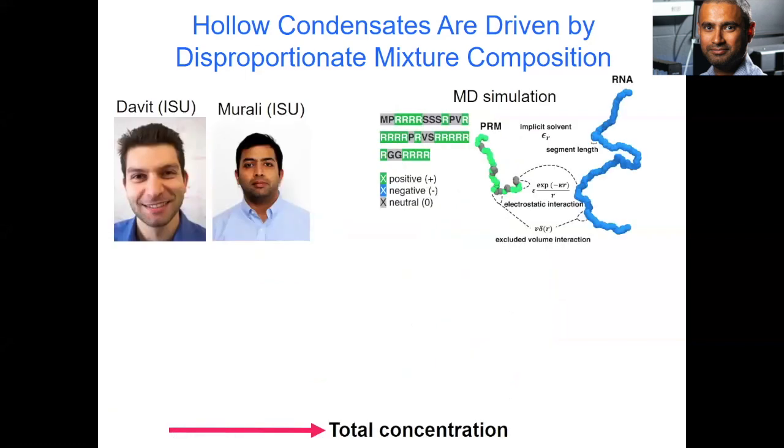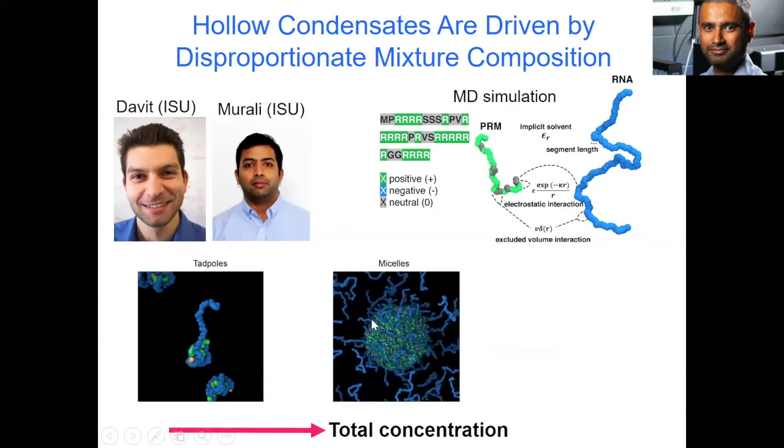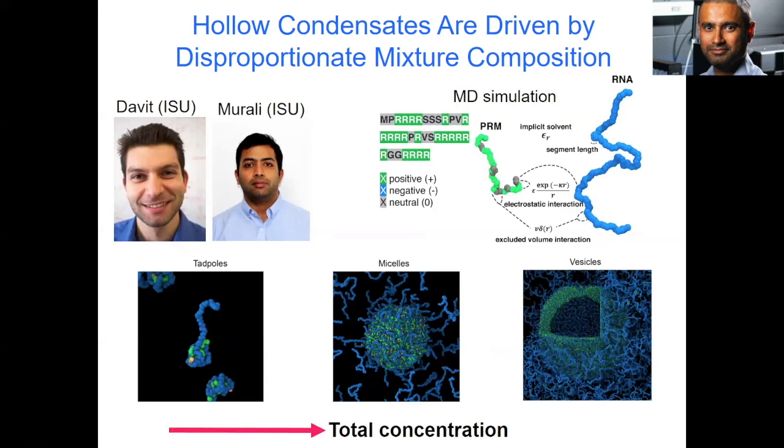So with our collaborators at Iowa State University, David and Morley, they could implement this model in their MD simulation, and you could see a tadpole structure where you have a condensed head and a free RNA tail. And then you have micellar structures under excess RNA condition where the condensates are decorated by excess RNA on the surface. And if you keep pushing the overall concentration of the system higher and higher, you see a transition from micelle to vesicle, where now RNA has a larger volume to be distributed because it has outside and inside, which are accessible to the RNA chains which are not condensed.